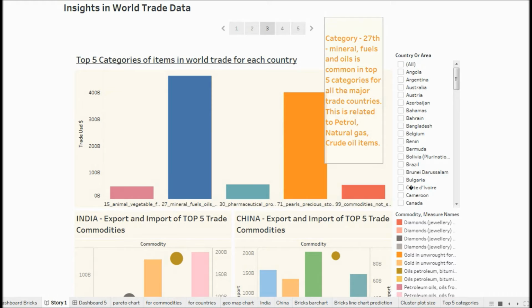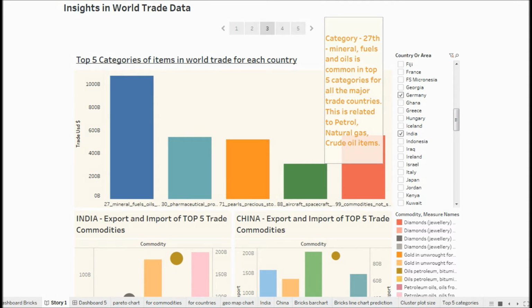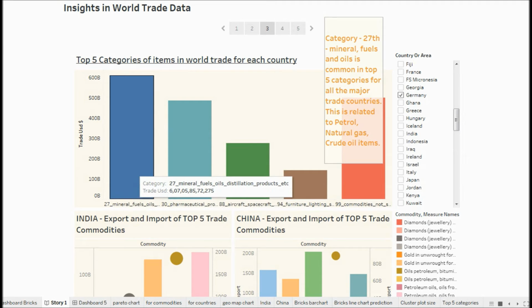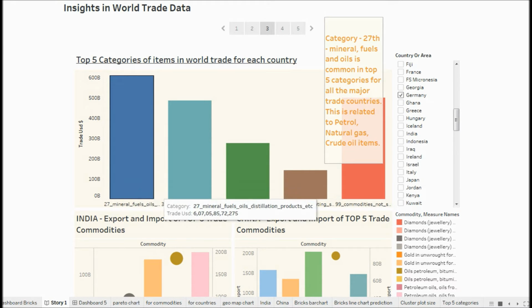Here we find that these are the top 5 categories of items for most of the countries. And among these categories, the mineral fuels oils category is common among most of the important countries. As we can see from here, we have applied a filter only for India. If we apply a filter here for Germany, then mineral fuel oils is common among India and Germany.